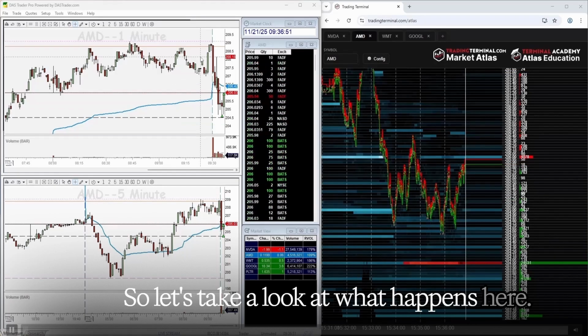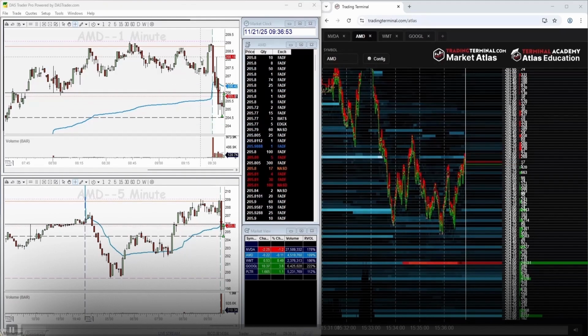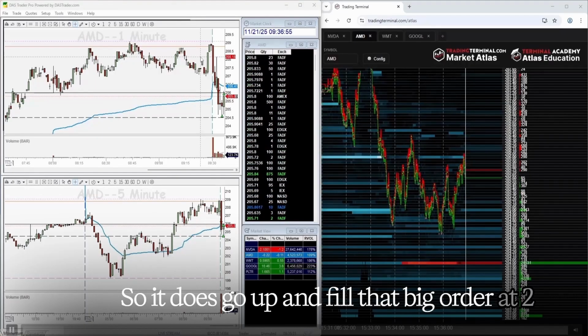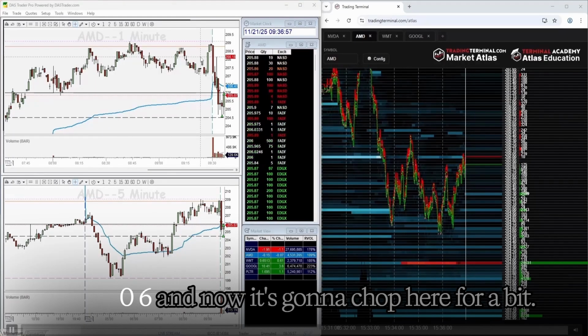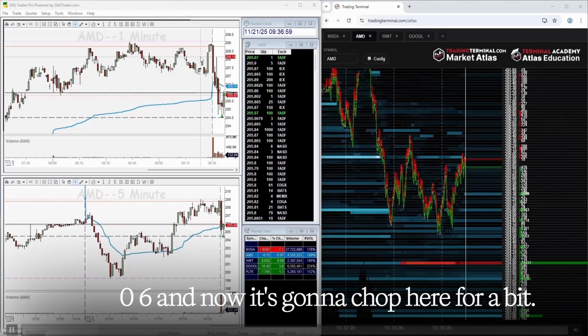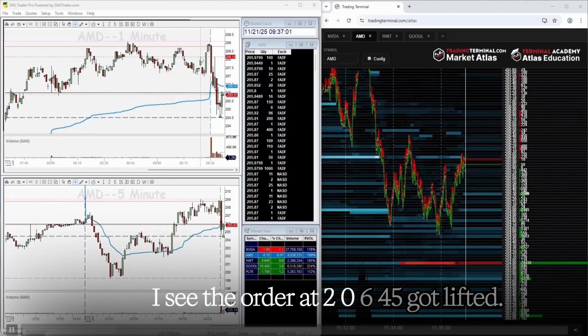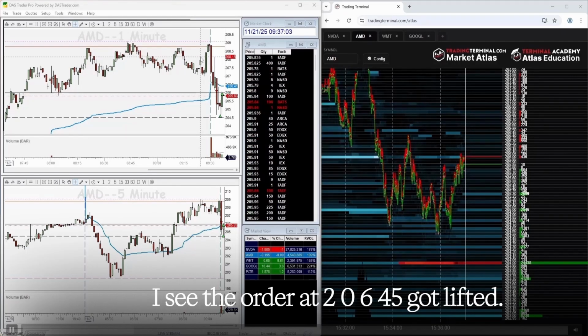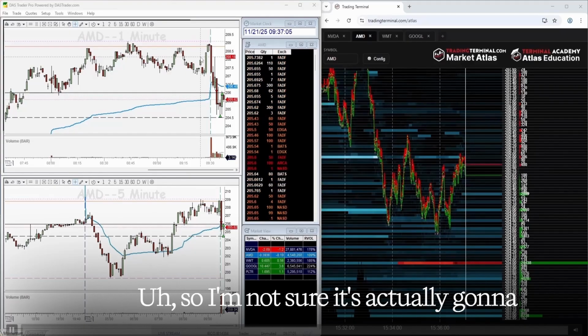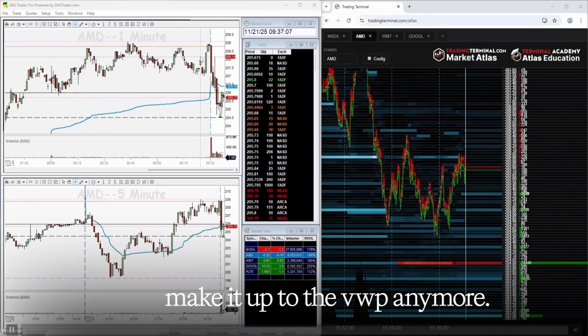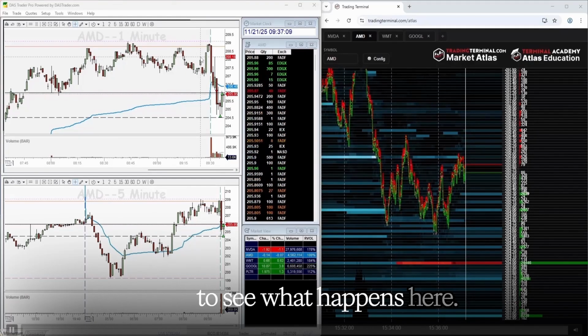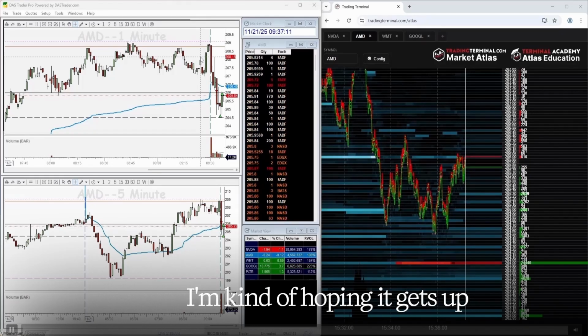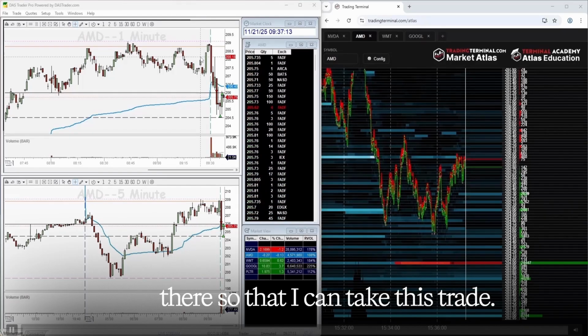So let's take a look at what happens here. It does go up and fill that big order at 206. And now it's going to chop here for a bit. I see the order at 206.45 about lifted, so I'm not sure it's actually going to make it up to the VWAP anymore. I'm waiting to see what happens here. I'm hoping it gets up there so that I can take this trade.